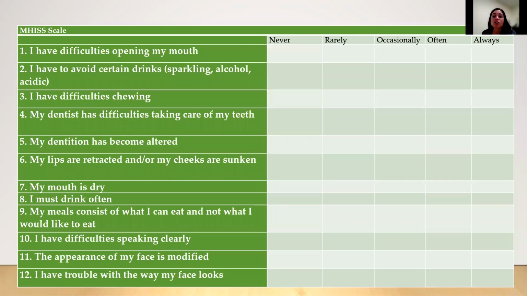Dental hygiene practitioners can measure the oral health related quality of life through two different scales: the Modified Oral Health Impact Profile, or the OHIP, and the Mouth Handicap in Systemic Sclerosis Scale, MHISS, which is for patients with systemic sclerosis. Comparisons can be made in a patient's quality of life using these assessments at different appointments and as their autoimmune disease progresses or treatment regimen changes.